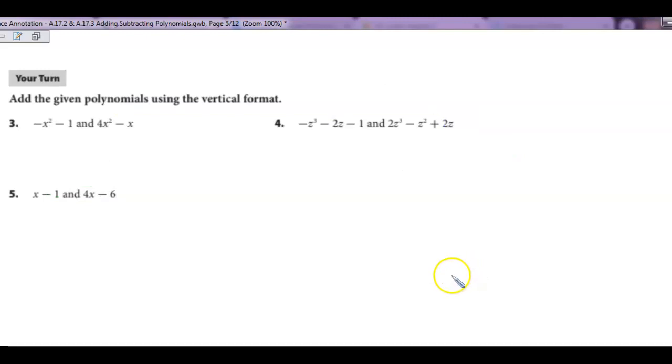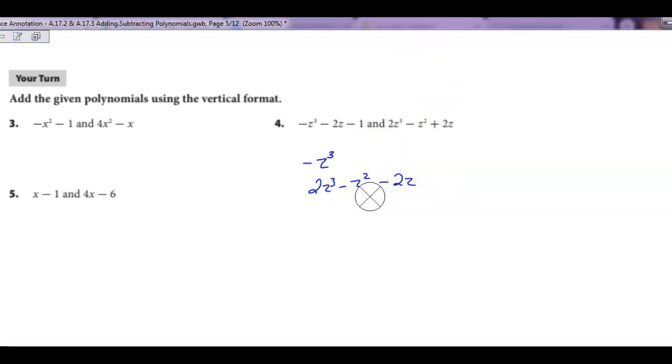So we're going to add using the vertical format. Let's do number 4. So we have negative z to the third power minus 2z minus 1. And then we've got plus 2z to the third power minus z squared minus 2z. Now, this is an example of what I was talking about before, about how we need to stack them so that we have like terms. And you'll notice that these are z cubed, this is a z, and this is z squared. And so I need to make an adjustment. So that's what I'm going to do.